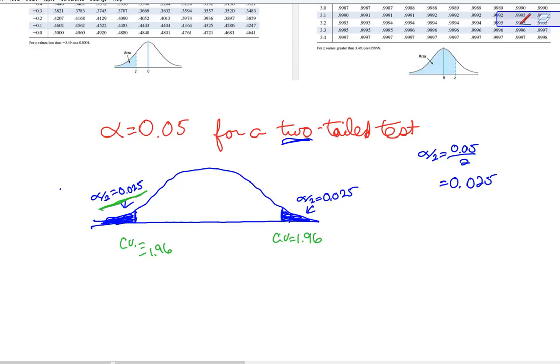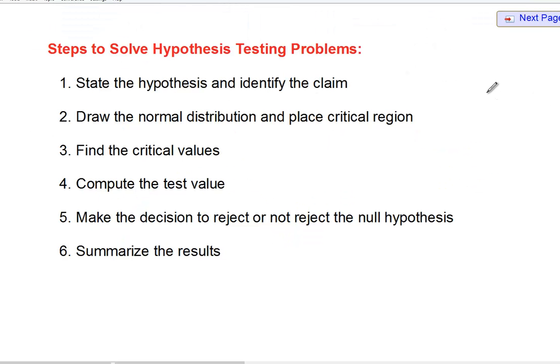Now then, for the actual hypothesis testing, let's go ahead and walk through the rules and the steps of it. The first step is always to state your hypotheses, the null and the alternative. And you also want to identify the claim. This is very important. You have to read the problems very carefully, but identifying the claim will help you make the decisions and summarize the results later. So go ahead and identify the claim when you're doing the hypotheses.